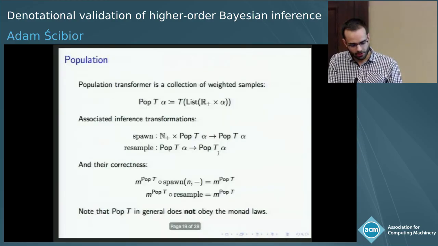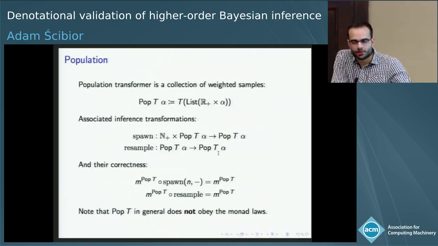So in particular, the population transformer is just a composition of a list transformer and a writer transformer. And this is known not to be a monad, or not to satisfy the monad laws, if the transformed monad is not commutative. And in particular, the sampler that we're using here is not commutative. So this fails associativity, but in a sense we don't care, because it satisfies the monad laws up to this semantics M. So it's still going to produce the right answers.